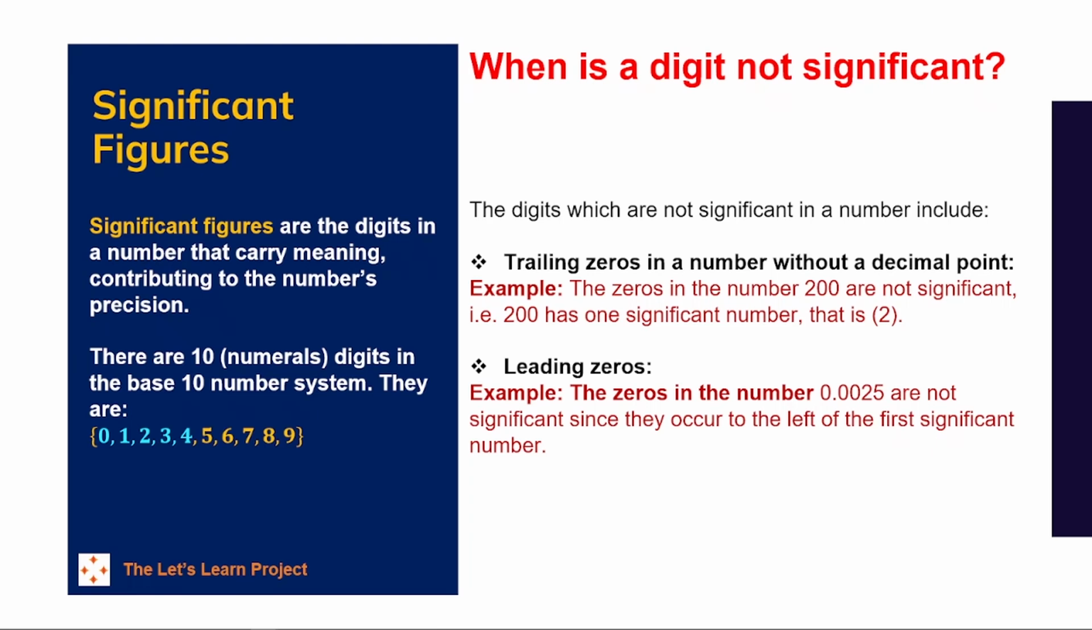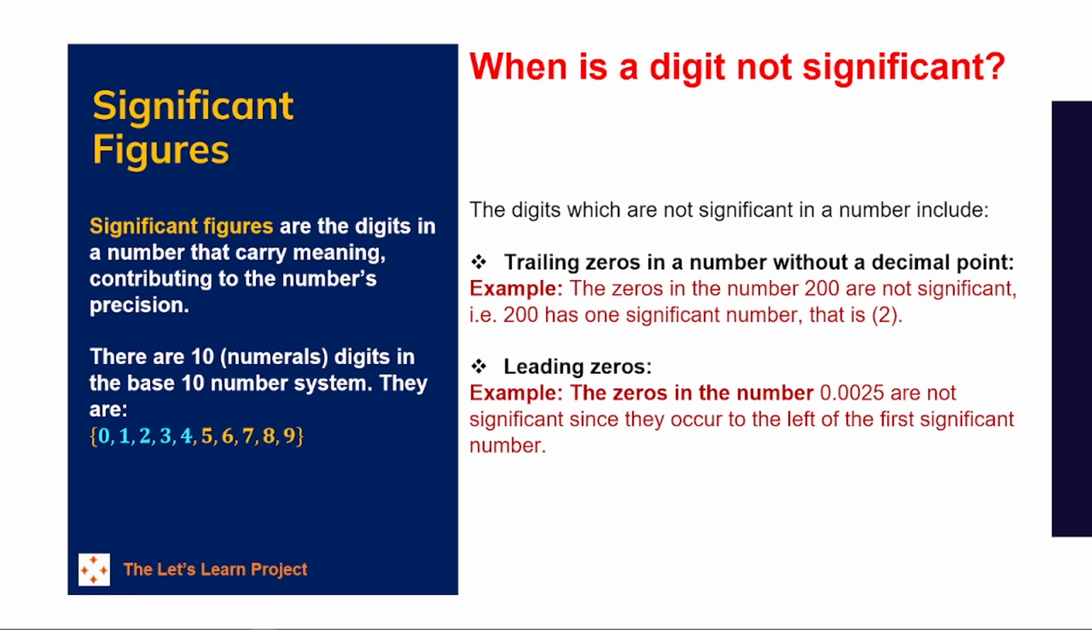The reason is that the value of the 2 there is 200. So it means that zeros at the tail end of the number are not contributing to the value of the number in its entirety.